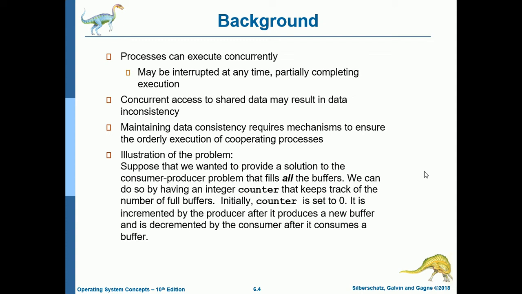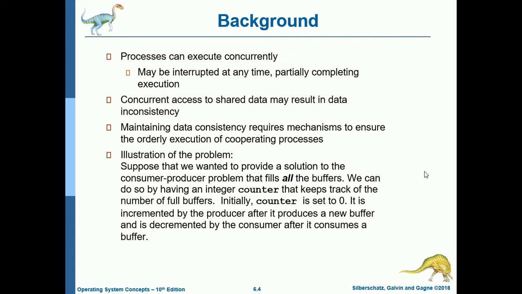So that is the problem with processes that are executed concurrently, because if they have shared data with other processes that also execute on their own, there is a possibility of data inconsistency. So maintaining data consistency requires mechanisms to ensure the orderly execution of cooperating processes.